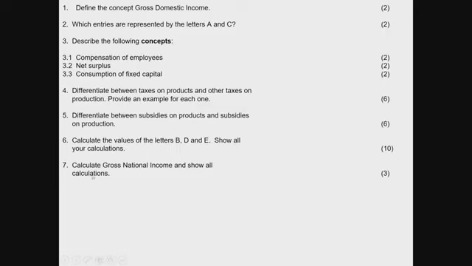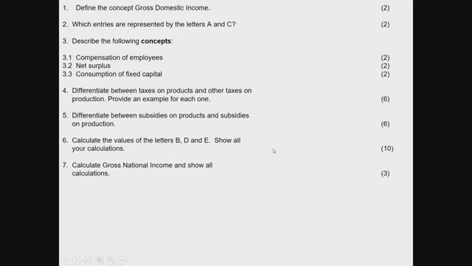And then question 7, they ask you to calculate gross national income and show all calculations. So for number 7, you will now take that answer that you got by E, which was 3295756, and you will add your primary income from the rest of the world, and you will subtract your primary income to the rest of the world to then get your final answer for that one there.